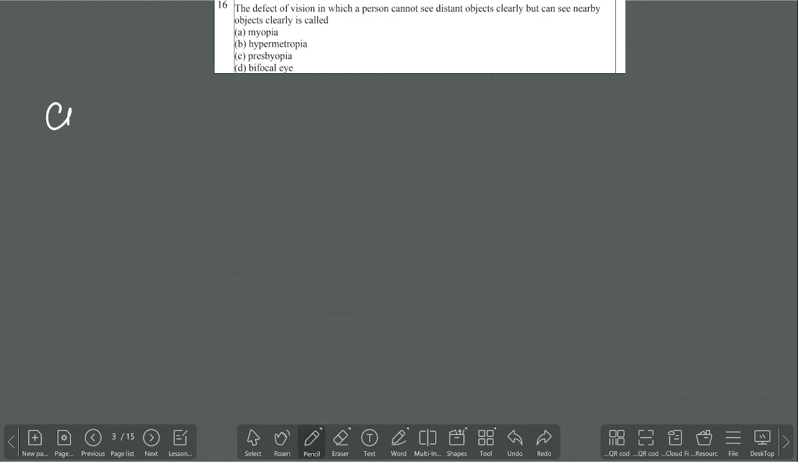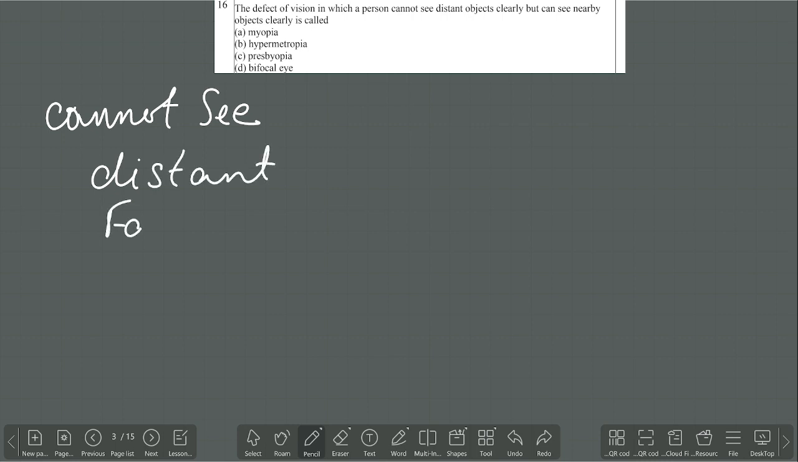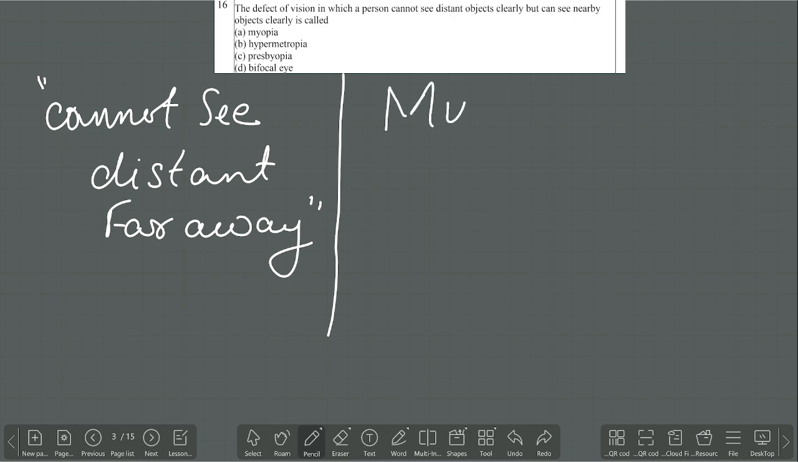The person cannot see a distant object. Distant object in the sense that we can also call it the faraway object. That means what type of defect is he suffering from, either myopia or hypermetropia? The person is suffering from myopia.